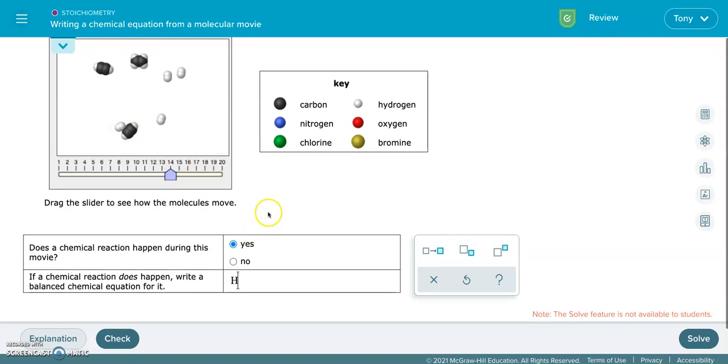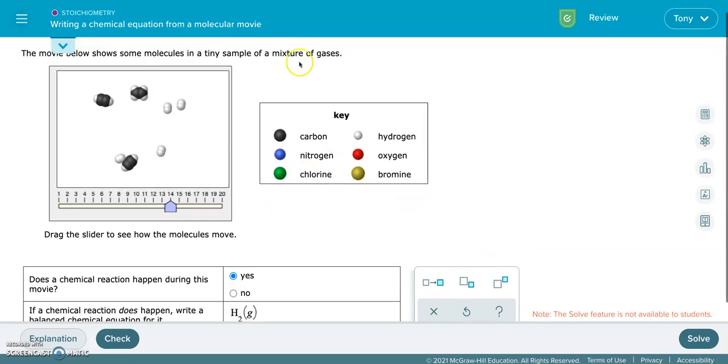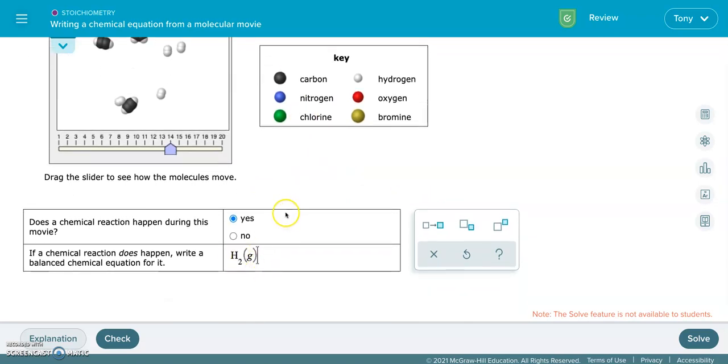So I'm going to start by writing in H2. Make sure we put in our phase labels. These are all a mixture of gases, so we should put in our phase label for a gas. That's going to react with C2H2. Again, that is a gas. Then we get a chemical reaction. This is what's showing at the very beginning. And then that's going to turn into this new chemical species here, which is C2H4. Also a gas, and that really should be it.